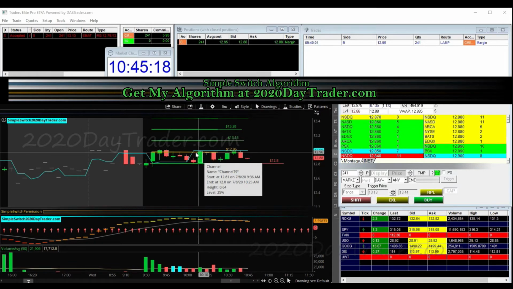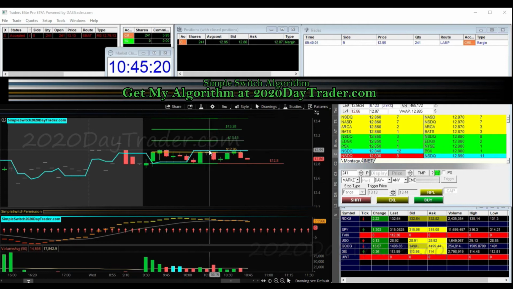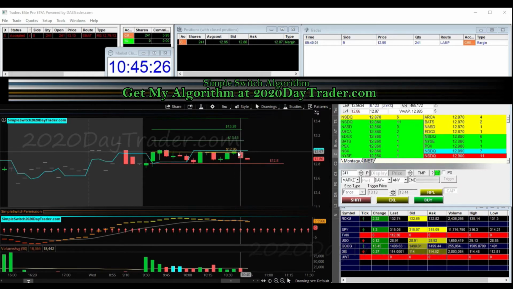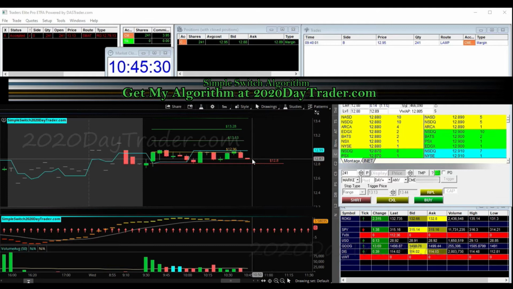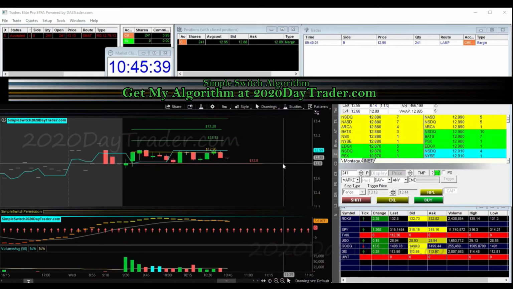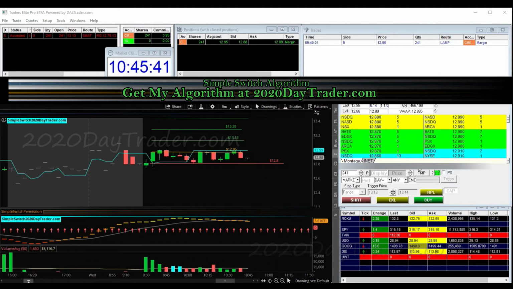I personally wouldn't have done it over here because I wanted to give it a chance. This nice big candle could accelerate, but once it came back down in here and came back up to this area, that could have been an exit as well at break even. So anyway, here we are. We're coming down. This should go up from here if we're going to make a higher low, I would think. Maybe go down a couple of pennies. So we'll see how this plays out.